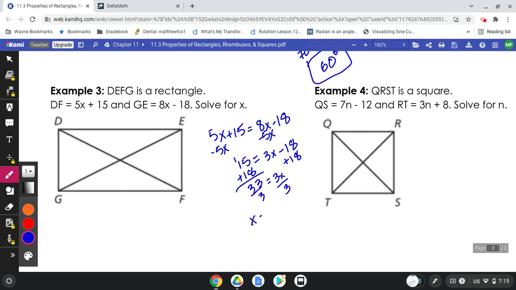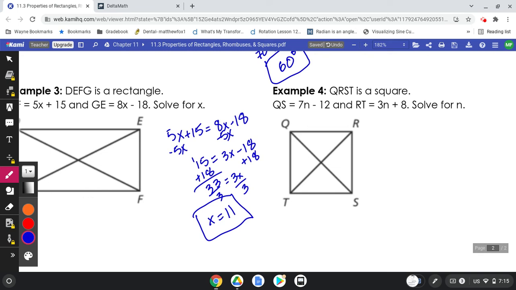Divide by 3. X will equal 11. And we are done. Now, if it asked us to solve, we would have to plug in. It does not ask us, so we don't need to. But it asks for what DF or GE is. We could plug them in and solve.